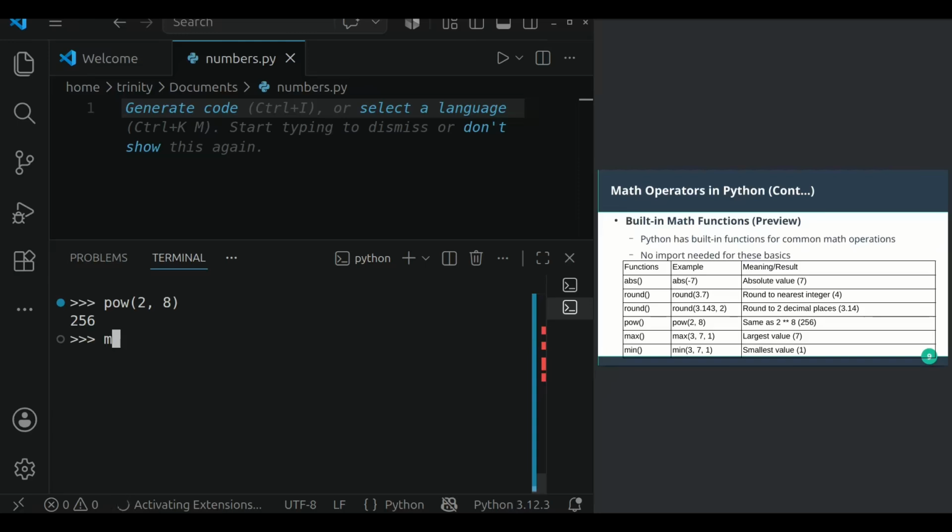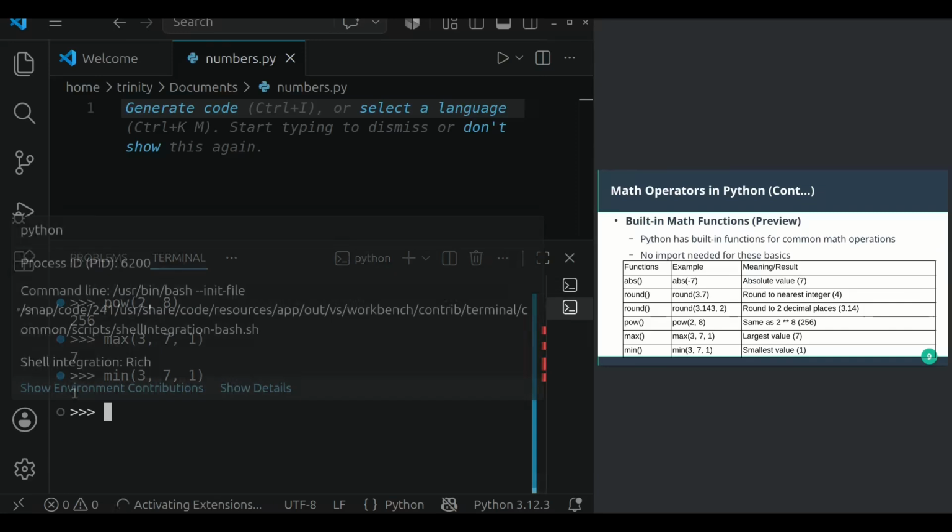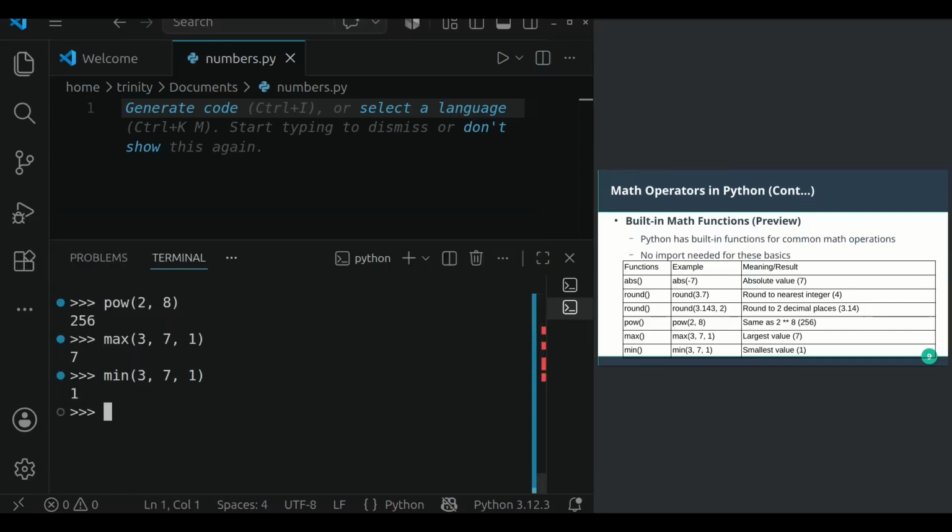Next we have the max function. The max function returns the largest value in a list or a set of numbers. So if I pass these 3 numbers to the max function, it's going to return the largest value, of course, which is going to be 7. Then we have the last, which is min, which returns the smallest value. In this case, this is going to be 1. So that is it about the built-in math functions. This is just a basic review of what these functions can actually do.